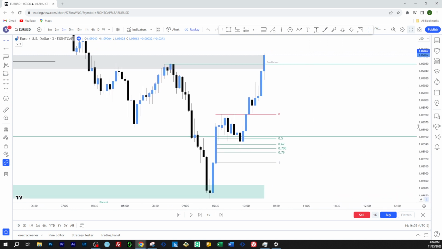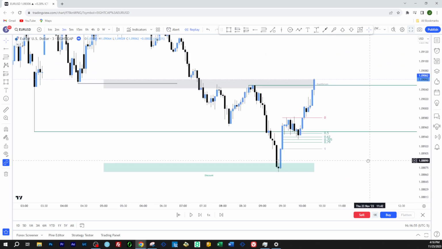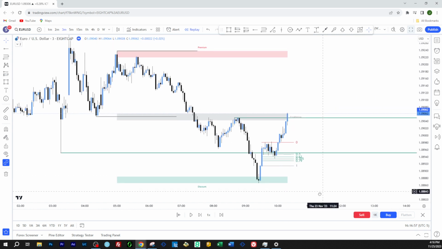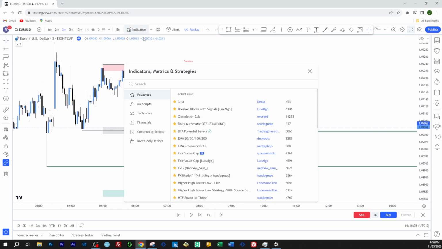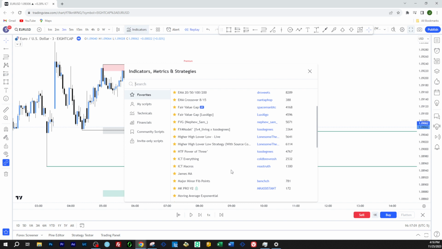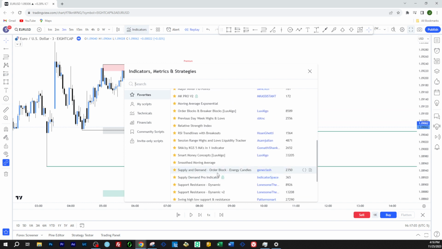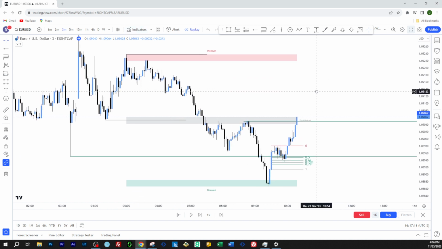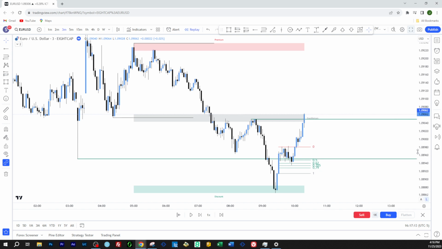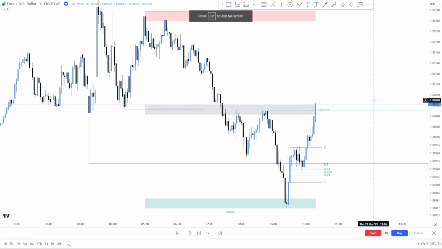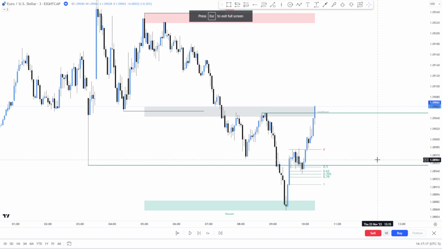So again, premium and discount areas, go grab this indicator from Lux Algo. It's the stuff I used to use. I don't even use this anymore. Smart Money Concepts by Lux Algo. Go grab this guy, put it on your chart, and it will show you where you are at any point in time, at whatever time frame chart you're looking at.